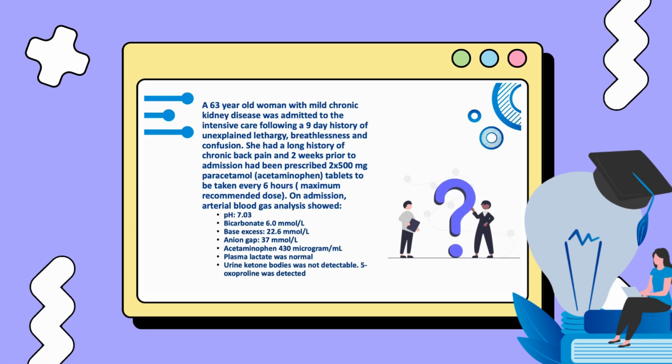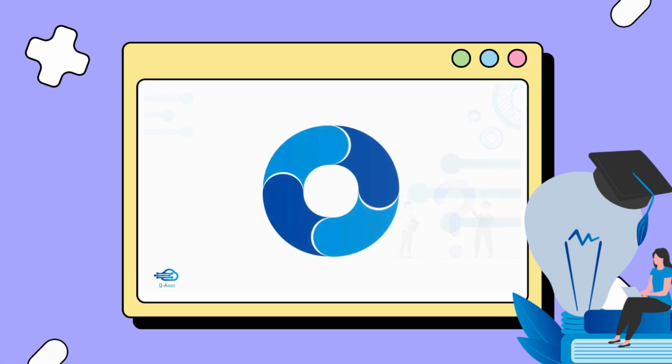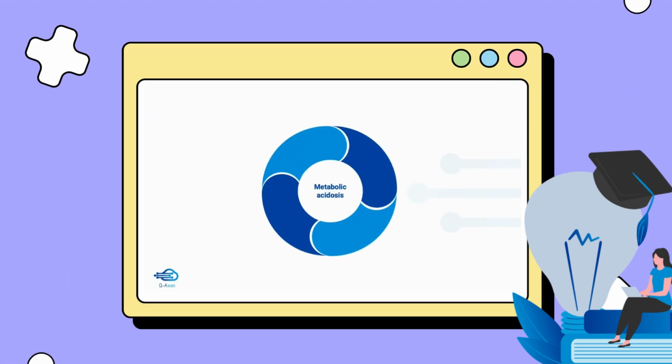So looking at the case, she is suffering from kidney disease, but all of a sudden, after taking the tablets for the pain, which is the maximum of the recommended dose of paracetamol, she comes with a history of lethargy, breathlessness, and confusion. Correlating with the ABG, pH is decreased. Let's just see the ABG analysis. Decrease in pH, decrease in the bicarbonate levels, increase in anion gap. So looking at these, we can come to a conclusion with a probable diagnosis of metabolic acidosis.